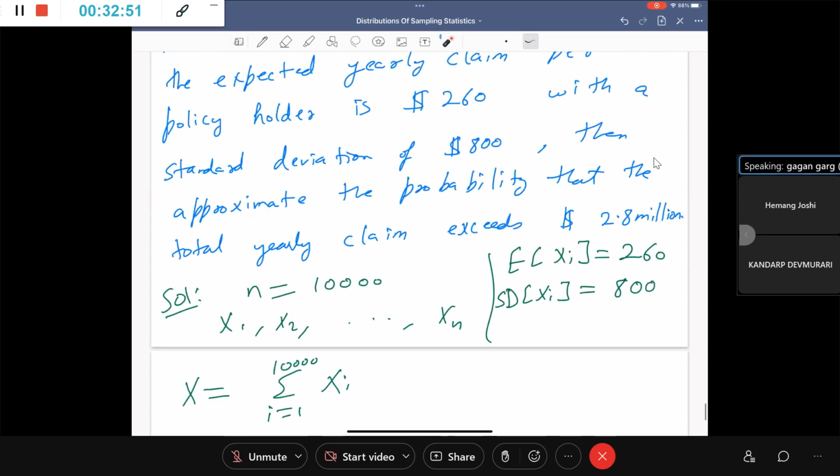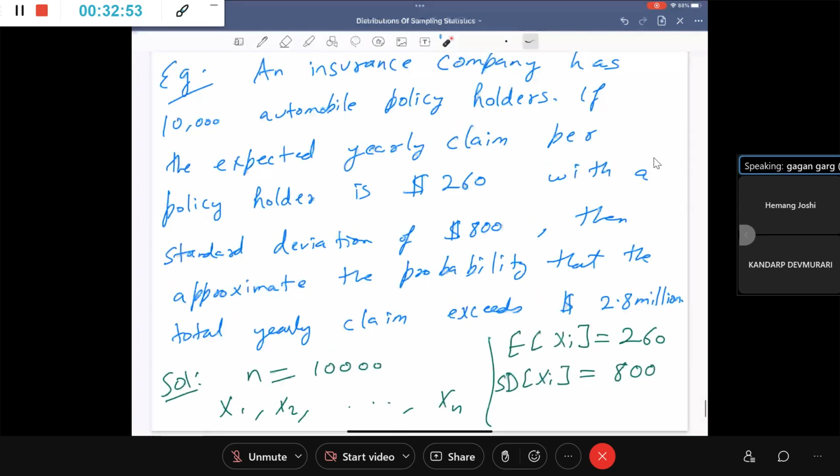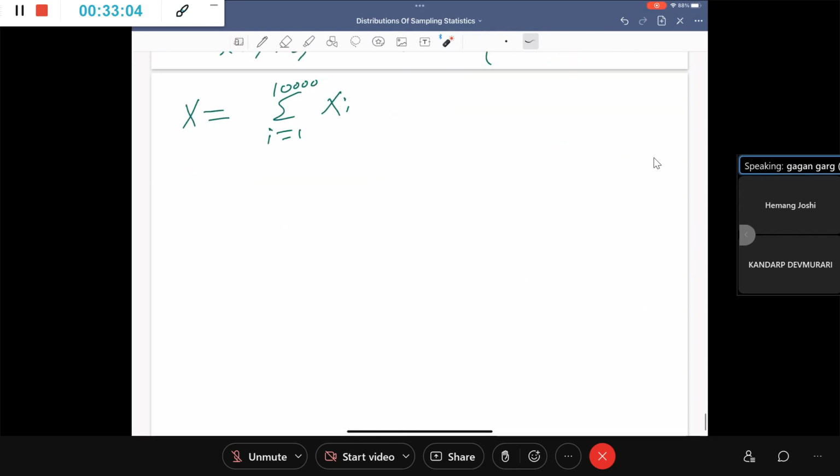You are not told anything here. You're not told that this xi, this $260, has come from a Poisson distribution, binomial distribution, hypergeometric distribution. Nothing has been given to you. So you just know that there are some random variables with a certain mean, and they have a lot of random variables. They all have the same distribution, and they are all independent of each other.